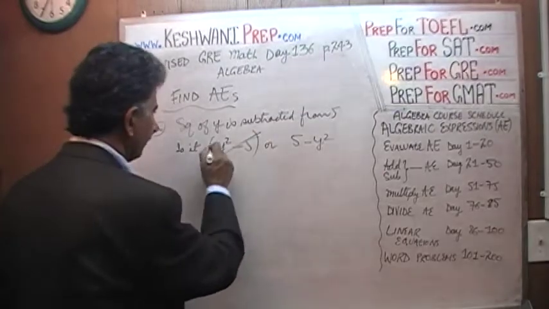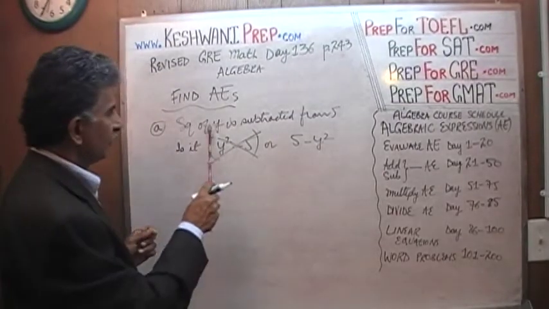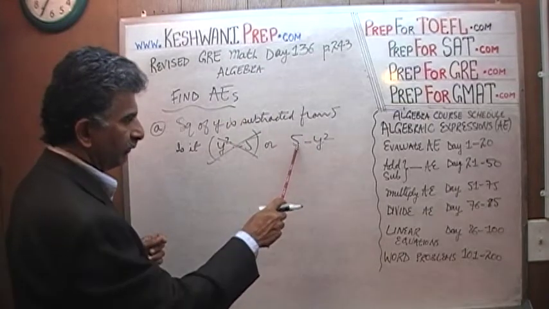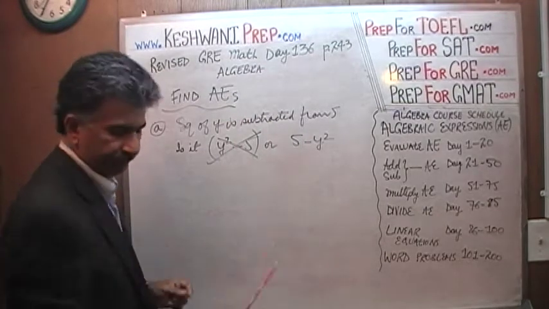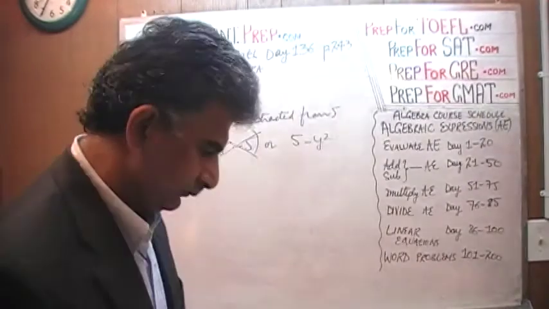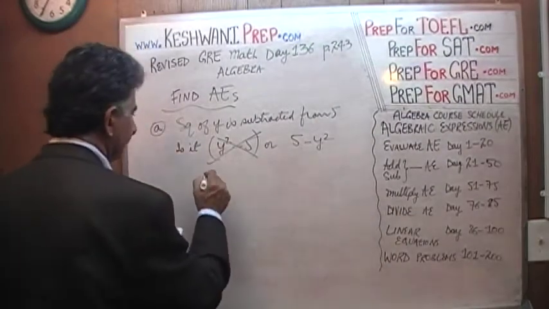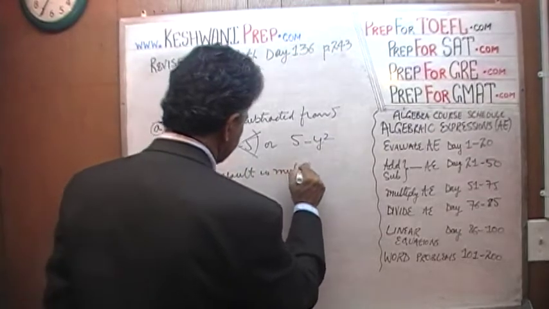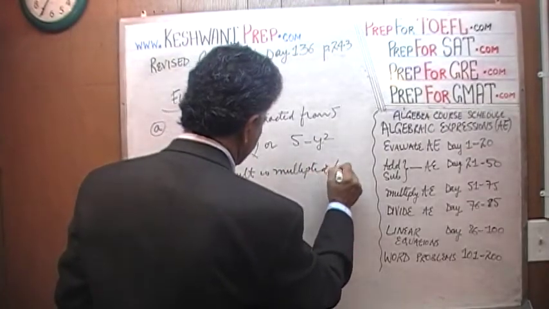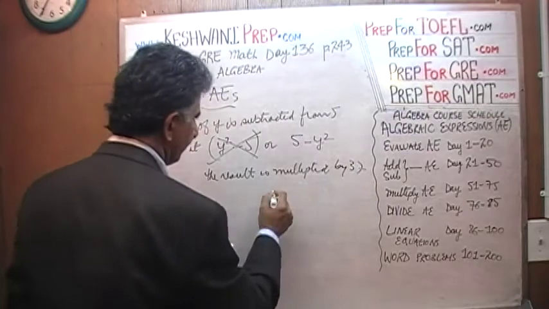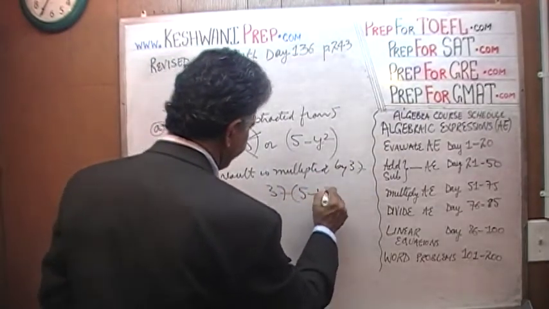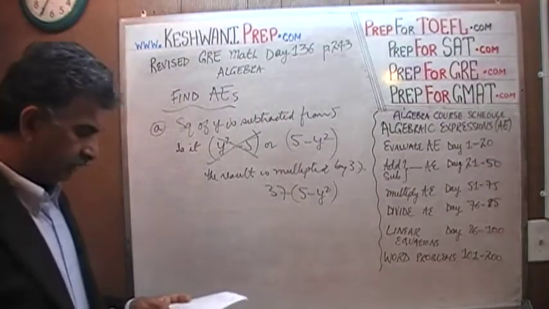This is not what we're looking for. This is not what they're asking here. It says square of y is subtracted from 5. From 5 we're going to subtract square of y. And then what? The result is multiplied by 37. So that's very simple. This is the result, and you multiply it by 37. That's it. You can leave it like this, or you can expand it.